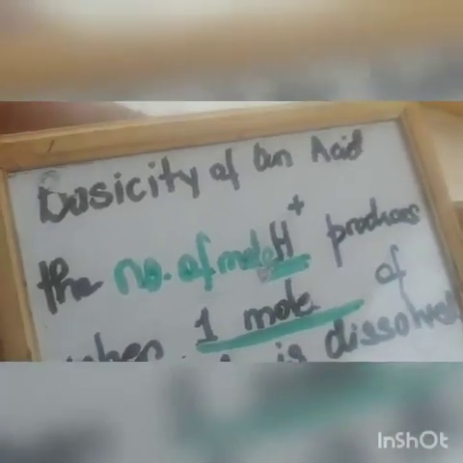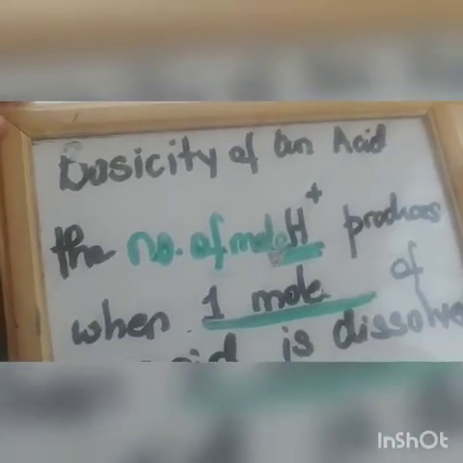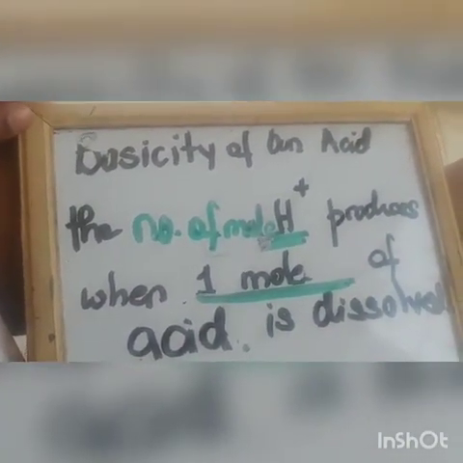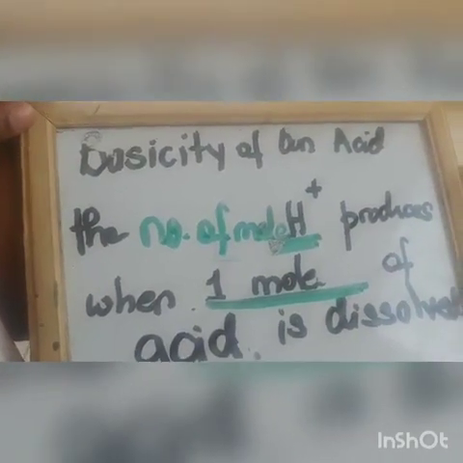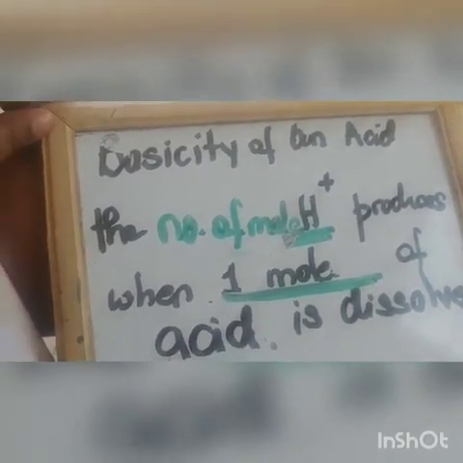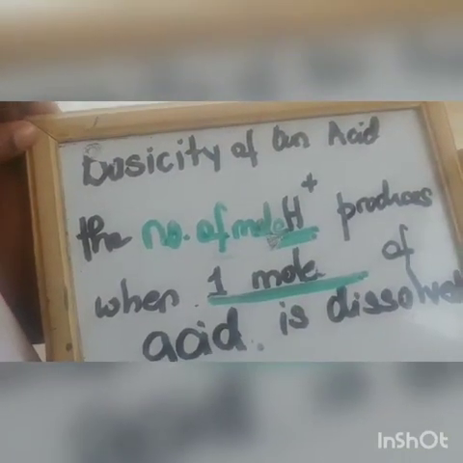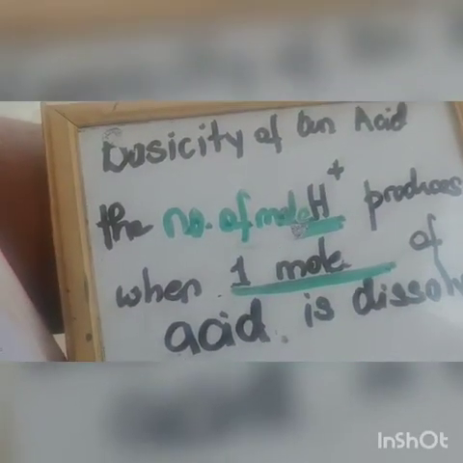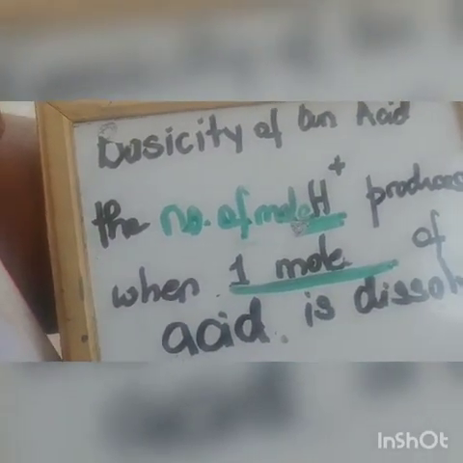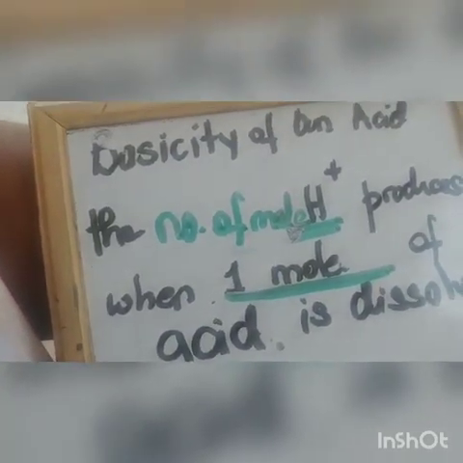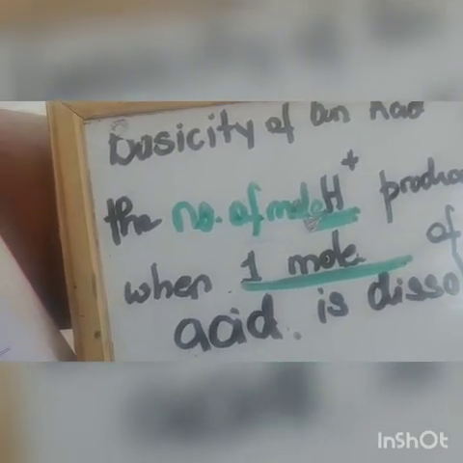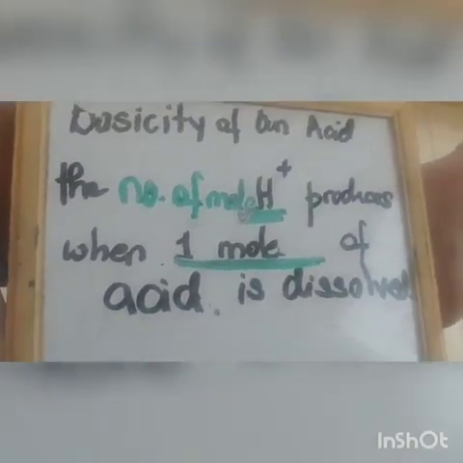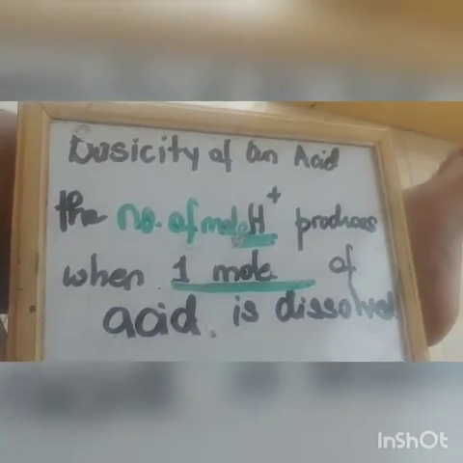The next definition for basicity of an acid is the number of moles of H plus ions produced when one mole of the acid is dissolved. So if you're talking about the number of moles of H plus ions, you must talk about when one mole of the acid is dissolved. Number of H plus ions is used when we are talking about when one molecule of the acid is dissolved. So please bear that in mind. Those are the two definitions of basicity of an acid.